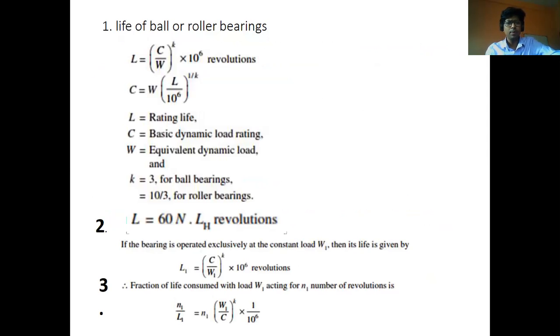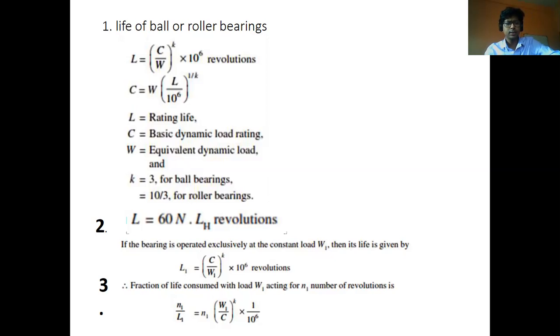First of all, the life of a roller bearing or ball bearing: L equal to C by W to the power K. I already discussed these. Where L is the life rating, C is the basic dynamic load capacity, and W is the equivalent dynamic load. K is a constant, which varies depending on the ball bearing or roller bearing. If it is a ball bearing, we generally consider it 3. If it is a roller contact bearing, we consider K as 10 by 3.